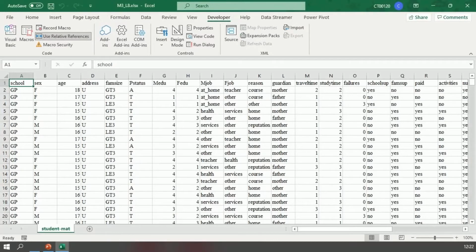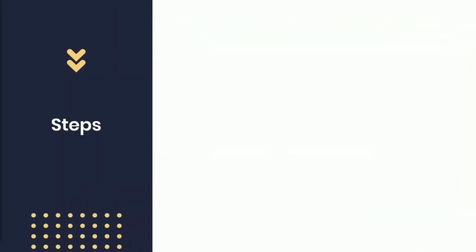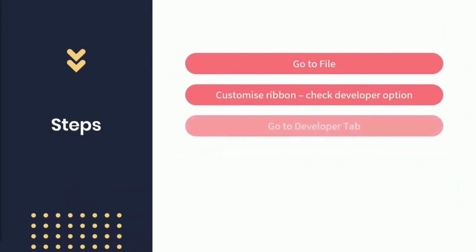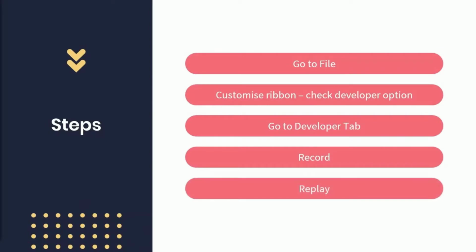But now that we know a little bit more about how we get our developer tab, let's go over to recording macros. So let's have a look at our steps. Of course, we need to first make sure that our developer tool is actually opened. Once it's opened, we go to the side to record macros. We can always replay our macros and then stop our macros too.